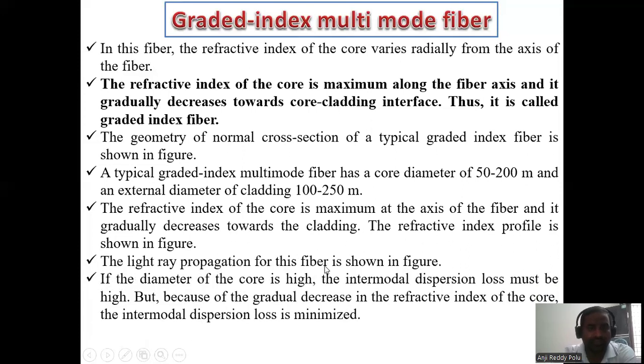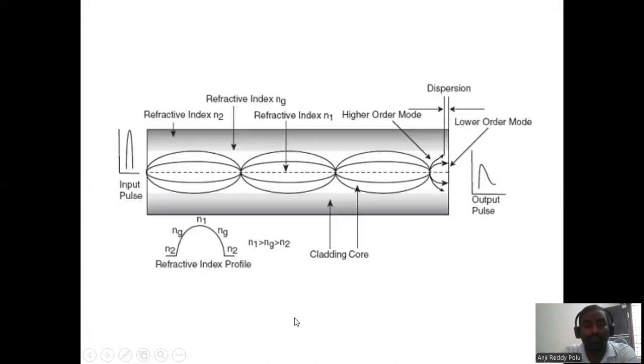The light ray propagation for this fiber is shown in the figure. If the diameter of the core is high, the intermodal dispersion loss must be high. Generally, we are sending more light rays, so there is a chance of loss due to intermodal dispersion. But here we are minimizing that. Because of the gradual decrease in the refractive index of the core, the intermodal dispersion loss is minimized.